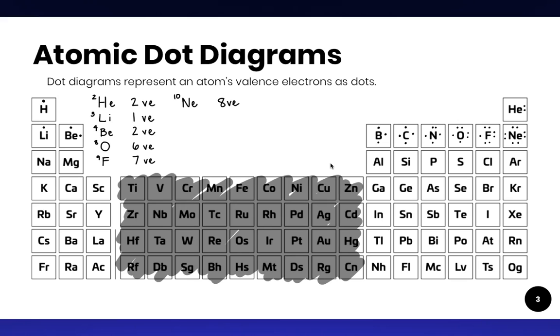Okay, let's do one more. Sodium. 11 electrons. How many valence electrons, and what will the dot diagram look like? You should have found that there is 1 valence electron, and the dot diagram will look like this.